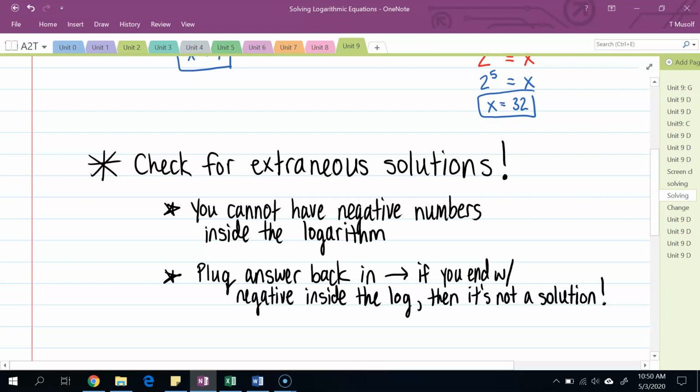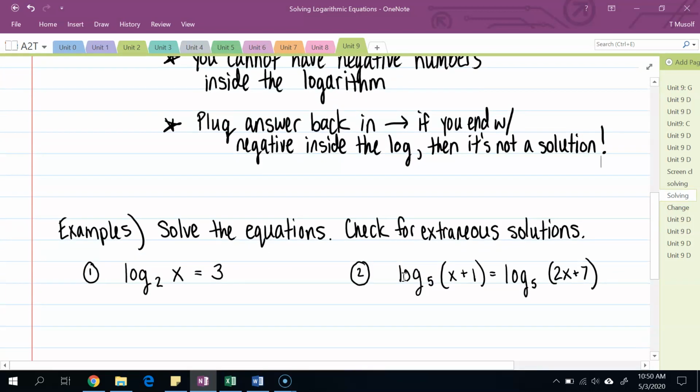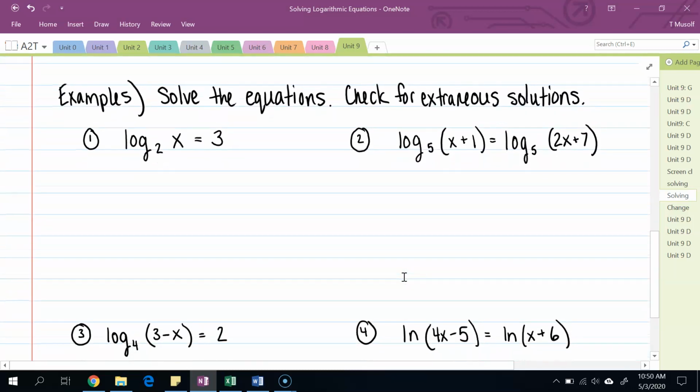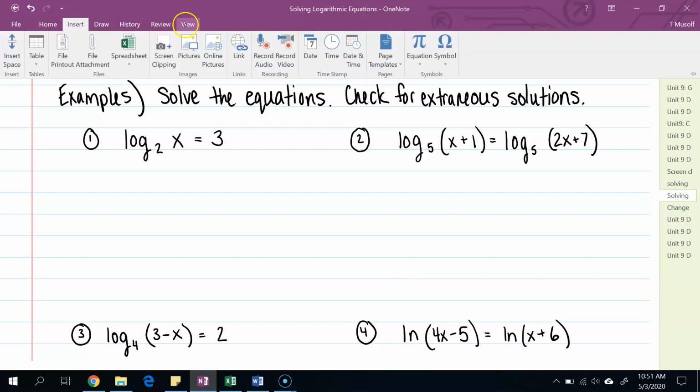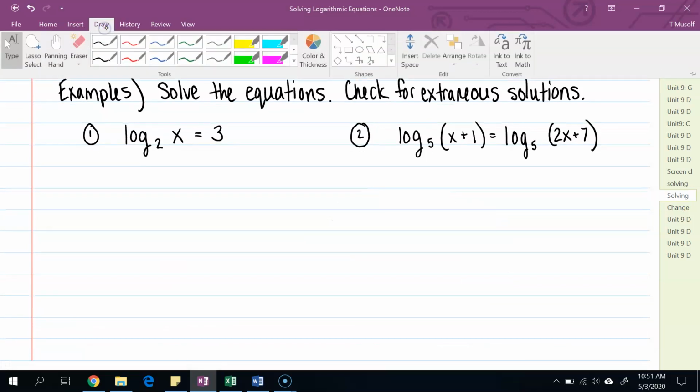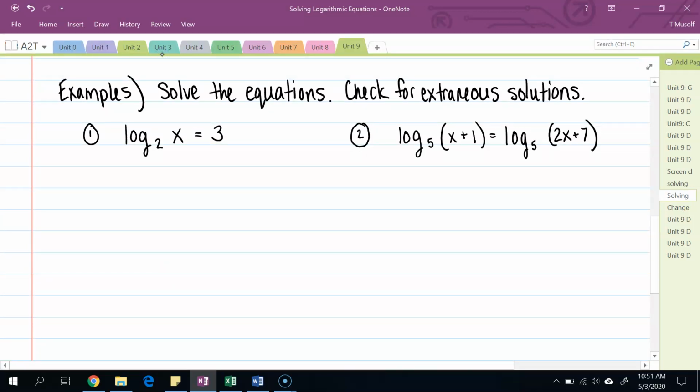Right, a common log, natural log, no matter what the base is, anytime it's a log equation, you're going to have to check your answers. Okay, so let's try a couple examples and you can see what we're dealing with. Alright, so let's start with these first few. Okay, so it says, solve the equations, check for extraneous solutions. Alright, and you can tell, for example, these first two are both log equations because there's a log written down. Alright, it's pretty simple.